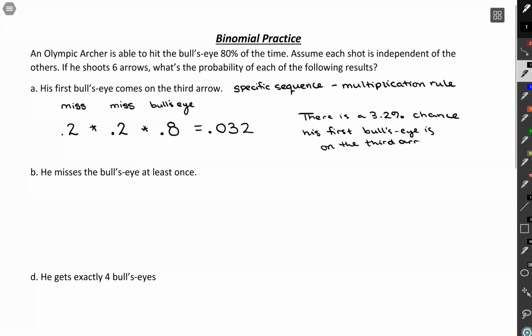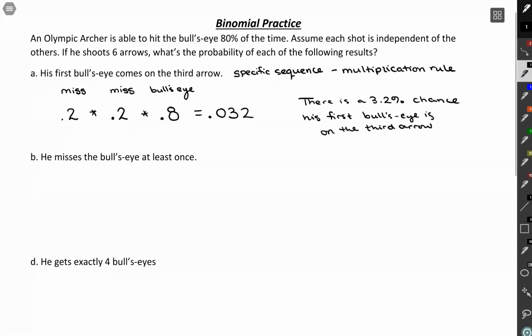So this scenario for this first one is not binomial, and I just want to show you the difference between if they tell you a specific sequence versus not. So not binomial here, just our multiplication rule. With this next one, we're looking for that he misses the bullseye at least once. So now what we're working with is those 6 trials, and we want to see that he misses at least once. Now I put this one in here to emphasize that importance of wording.